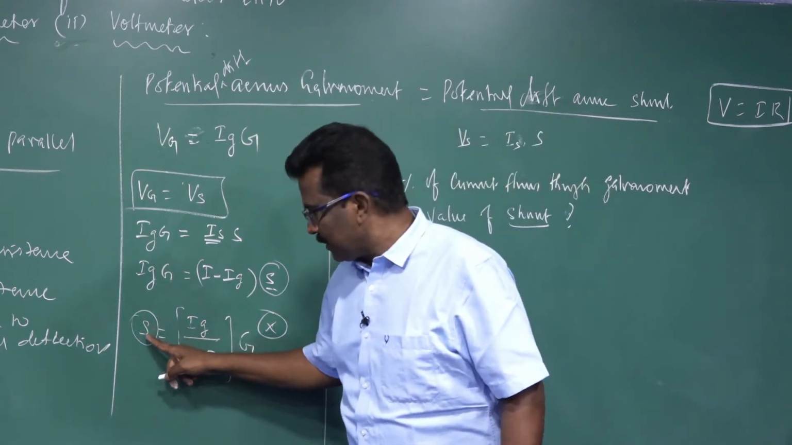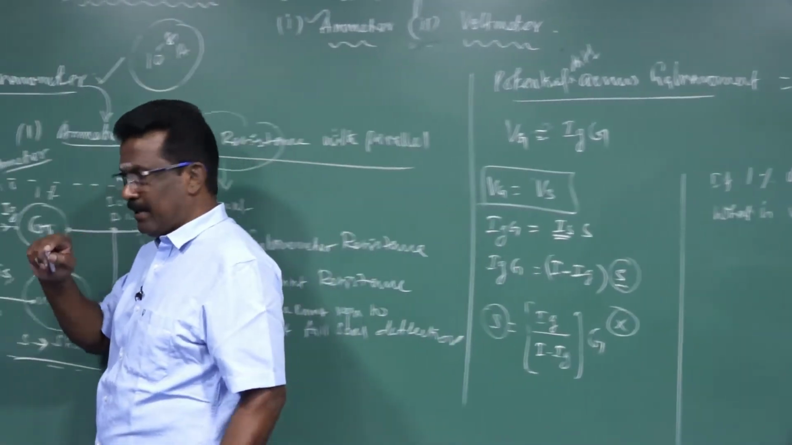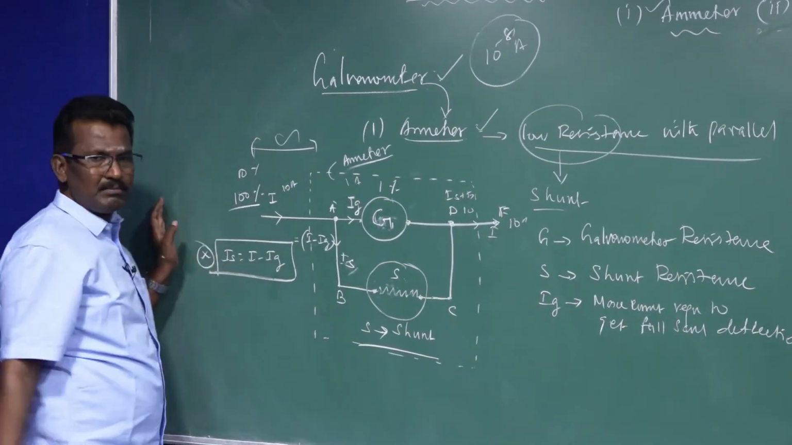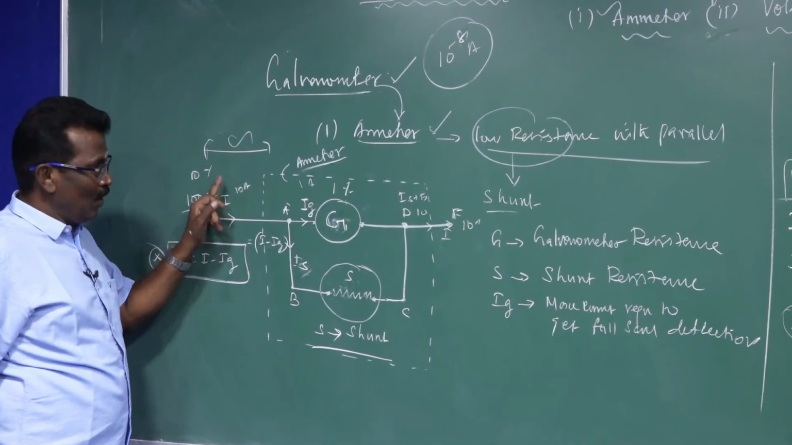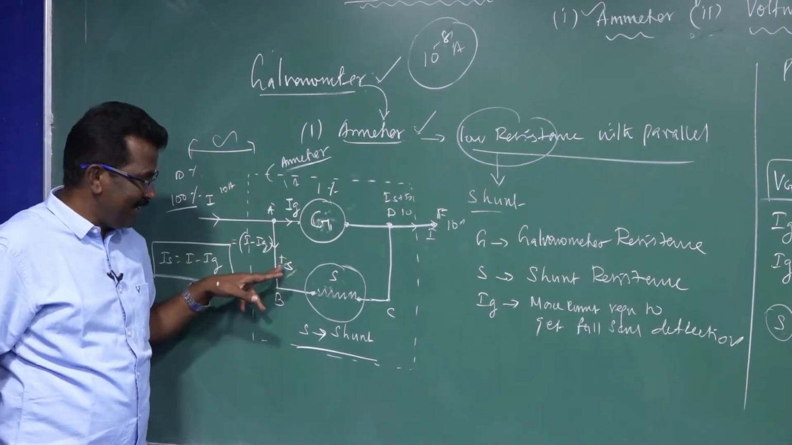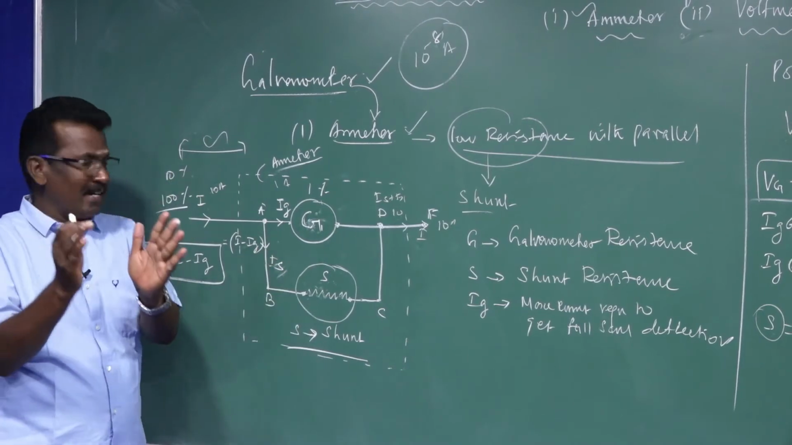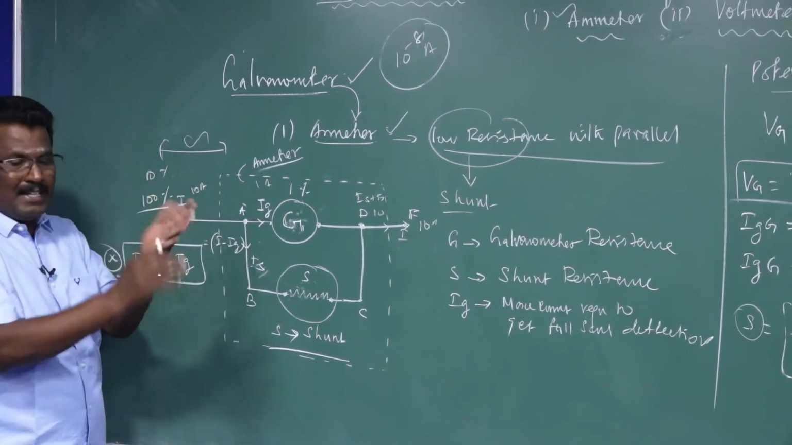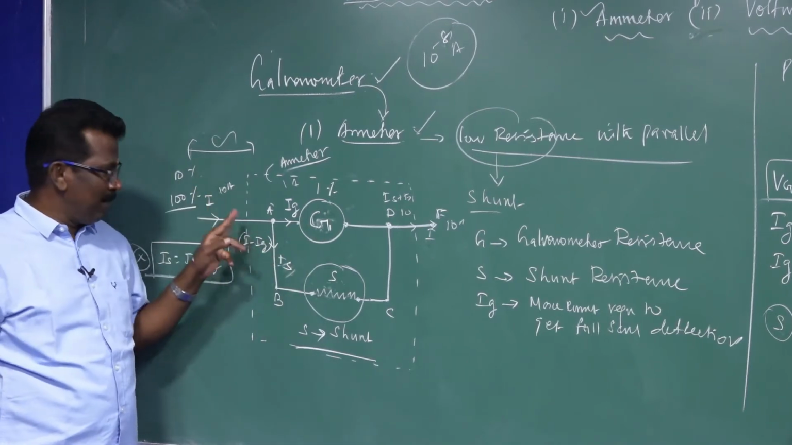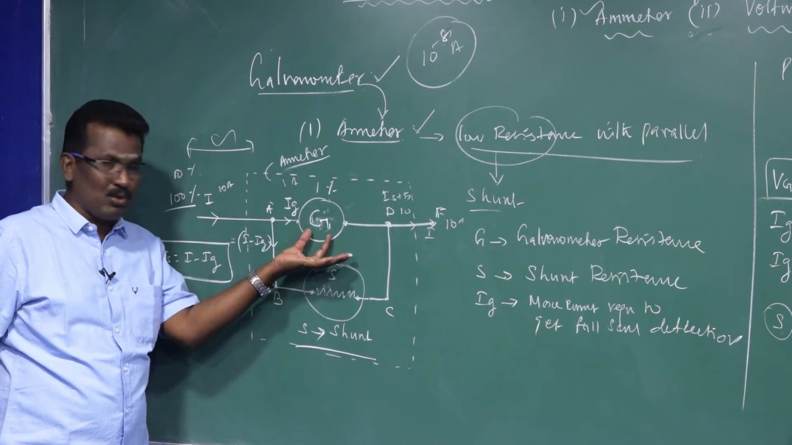So the shunt decides only the fraction of the total current flowing through the Galvanometer. So 100% may be 10 ampere current coming from the source. Only 1%, that means 1 ampere current flows through the Galvanometer. The remaining current bypasses through the shunt, that means 9 ampere. That is why we are considering it as 100%. It may be 1 ampere, 2 ampere, 3 ampere, whatever. Only 1% passes through the Galvanometer.